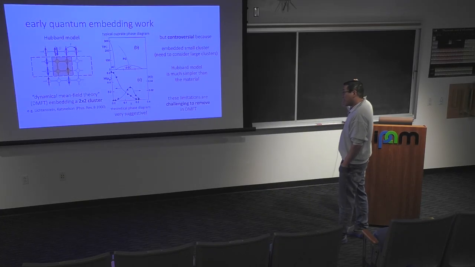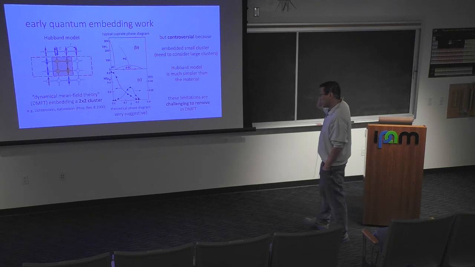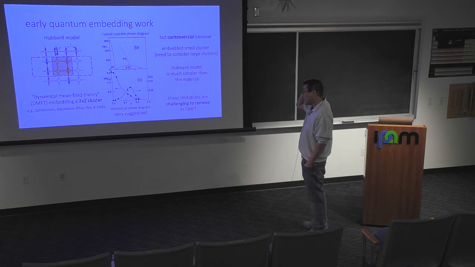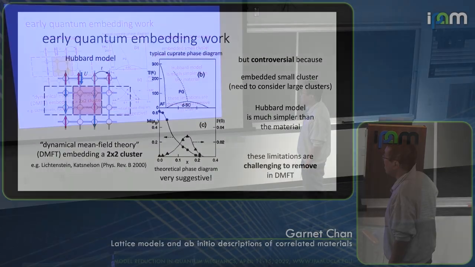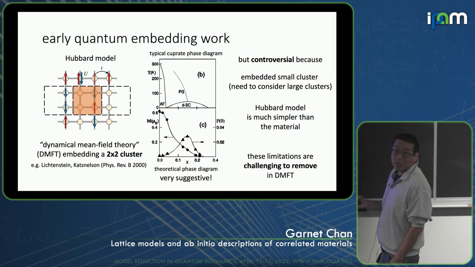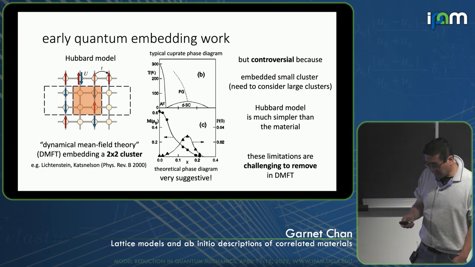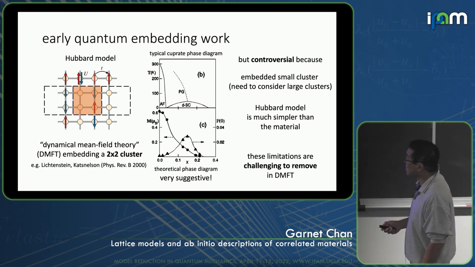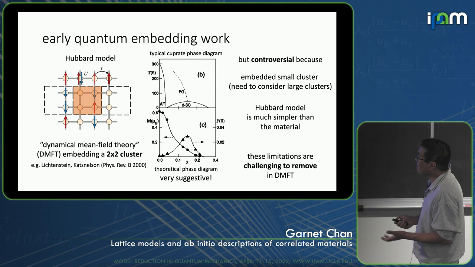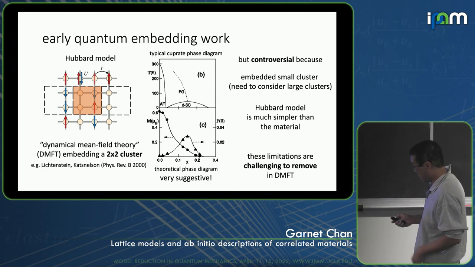So it turns out that for a variety of technical reasons, these limitations are not that easy to remove in dynamical mean field theory. So when we started working on this problem about a decade or more ago, the first thing that we tried to do was try to think of some quantum embedding formalism where it was easier to, for example, embed larger clusters and easier to go beyond the Hubbard model.